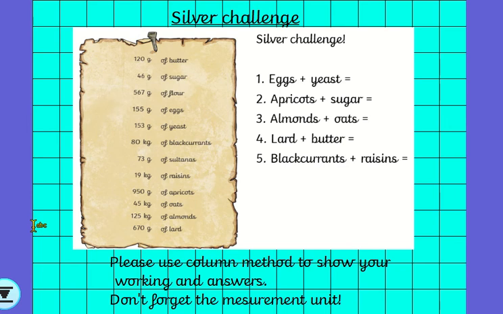Okay, if we are moving on to silver, here is what silver looks like. It is the same sort of thing as bronze, but this time some of your addition will be in kilograms, which is the kg. Some of your addition will be in just plain grams. Please don't forget to show your working out and show your answers, including with the measurement unit, okay? You can pause the video at this point if you need to. There you go.